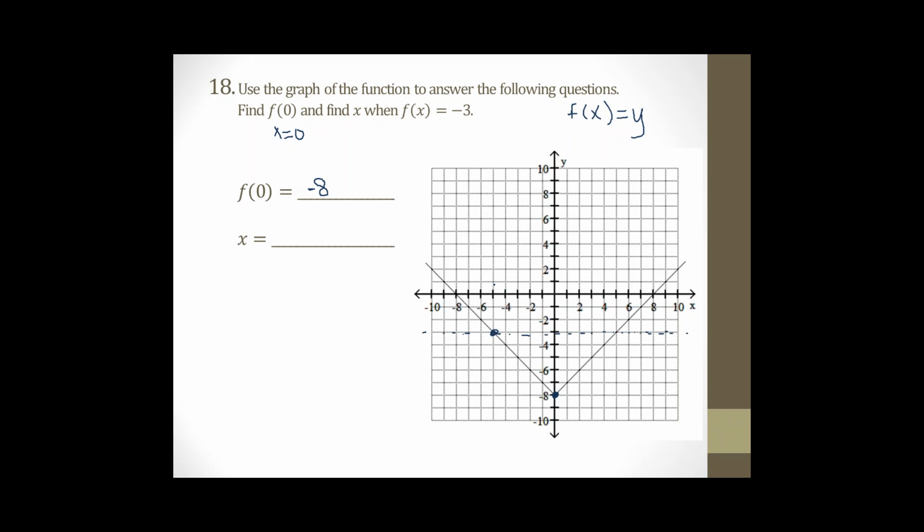So here and here. So this actually gives you two different x values. So when f of x is -3, x is -5, and x is +5. So we can see that here and here, because that's where our y values cross the graph.